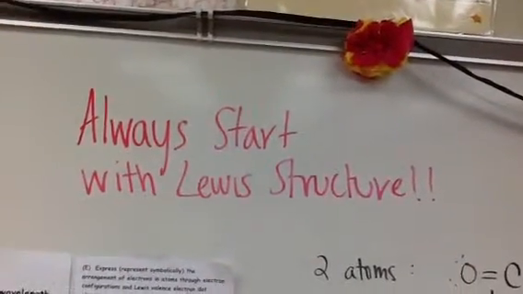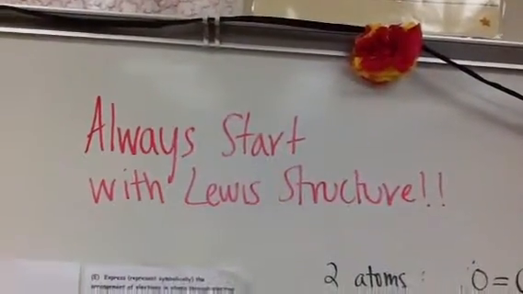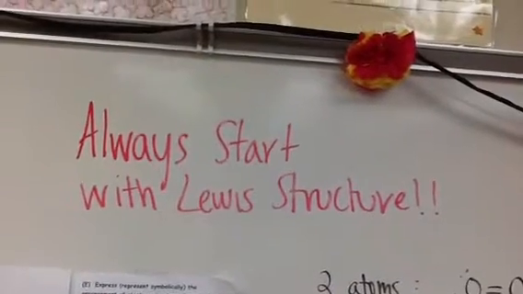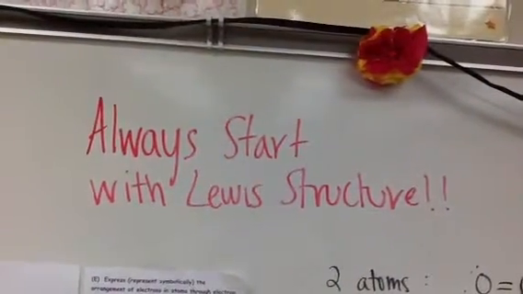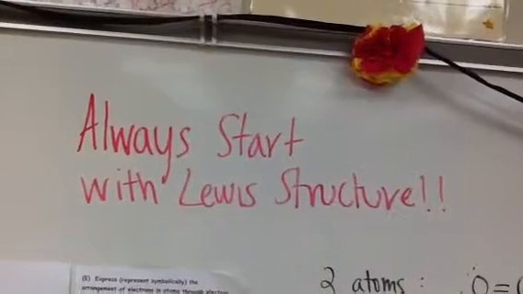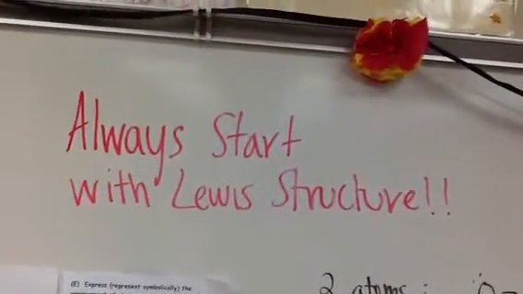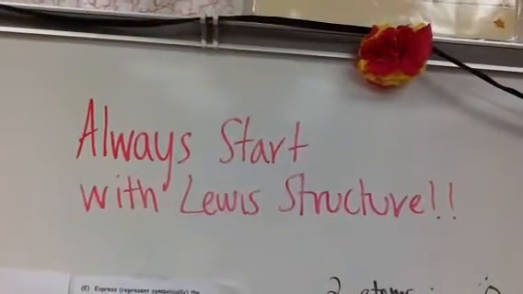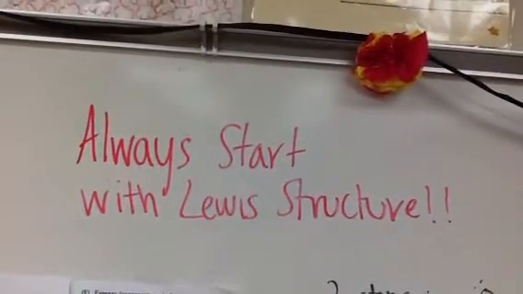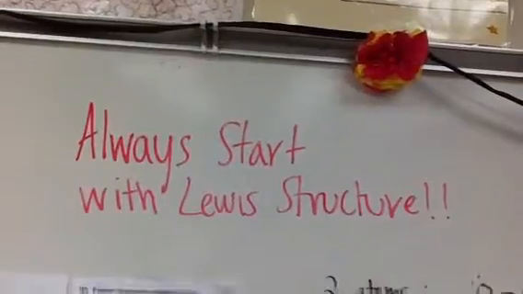For your VSEPR structures, please make sure that you always start with Lewis structures. If you try to figure these out by just using the number of atoms, you may cause problems in finding your VSEPR structure, because it not only relates to the number of atoms attached to the central atom, it also relates to the number of lone pairs.